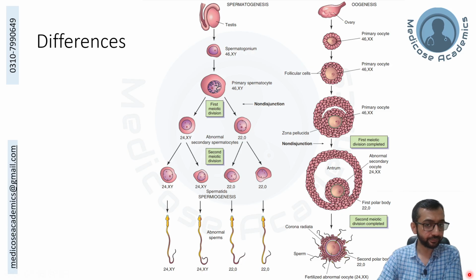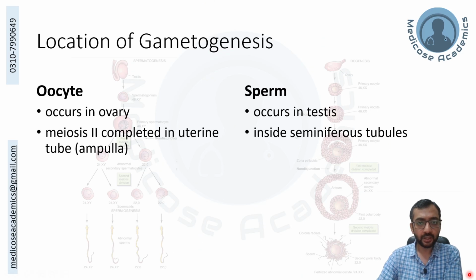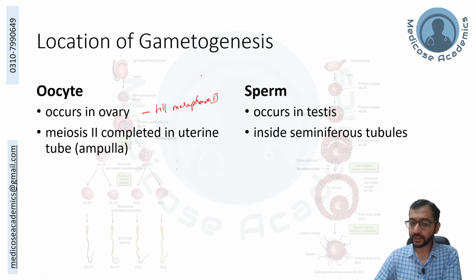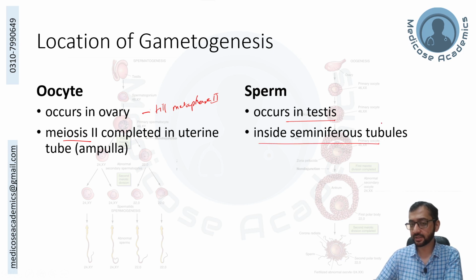So let us dive a little deeper. Location of gametogenesis is simple. Oogenesis occurs in the ovary, and spermatogenesis occurs in the testes. In the ovaries, mostly meiosis 1 occurs, going till prophase 1 and getting stuck, and then till metaphase 2. All of it occurs in the ovary, then it ovulates, and in the uterine tube after fertilization, if that occurs, meiosis 2 is completed. In the testes, it occurs wholly inside the seminiferous tubules, and the mature sperm exits.